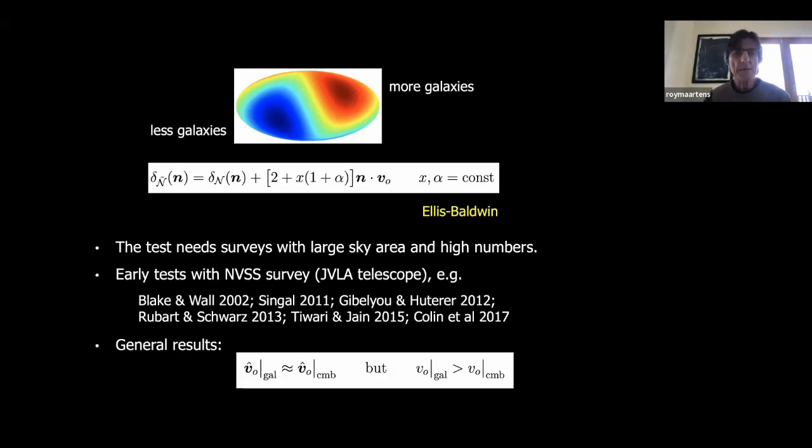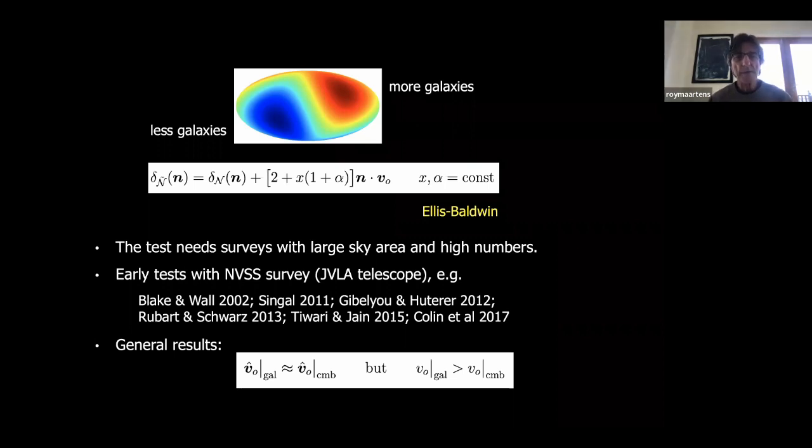In order to apply this test, since it's a 1% effect, you can imagine that you need a lot of galaxies in large sky areas. The dipole is the largest scale feature that we can measure in large-scale structure or in the CMB. So naturally, one thinks of large sky areas and high number densities.